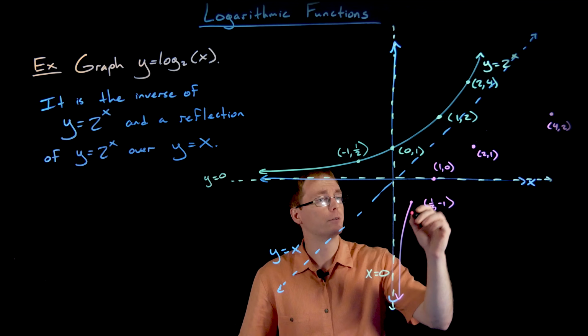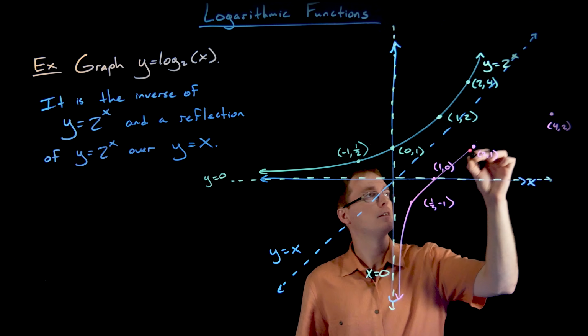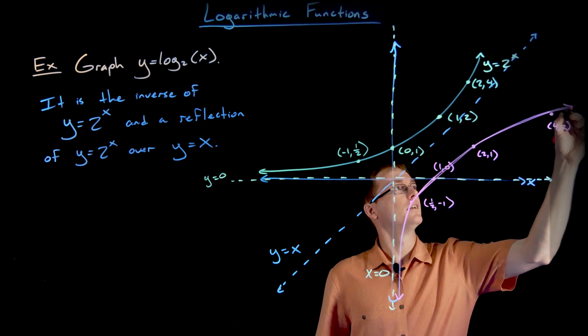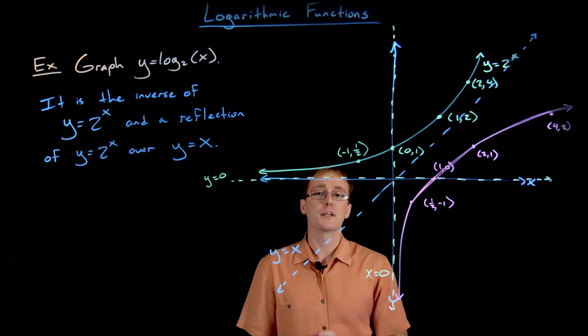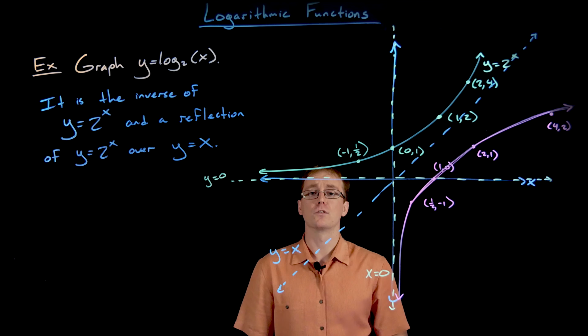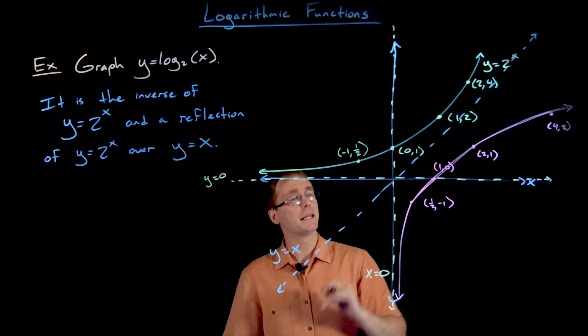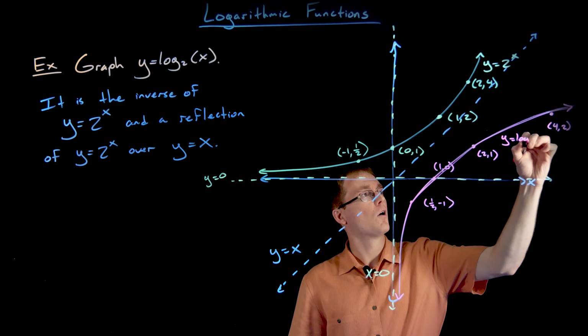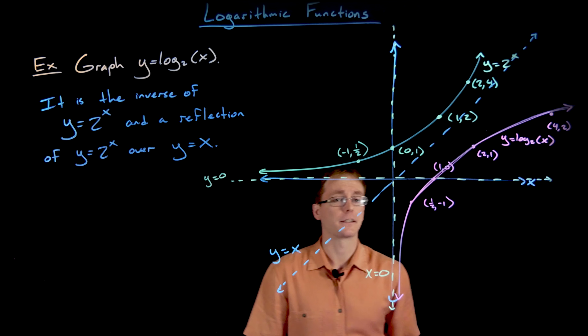And so now, if we just connect the rest of these dots, or try to connect the rest of these dots, and keep the same kind of curvature that our exponential had, but just reflected over the line y equals x, in pink, we now have the graph of y equals log base 2 of x.